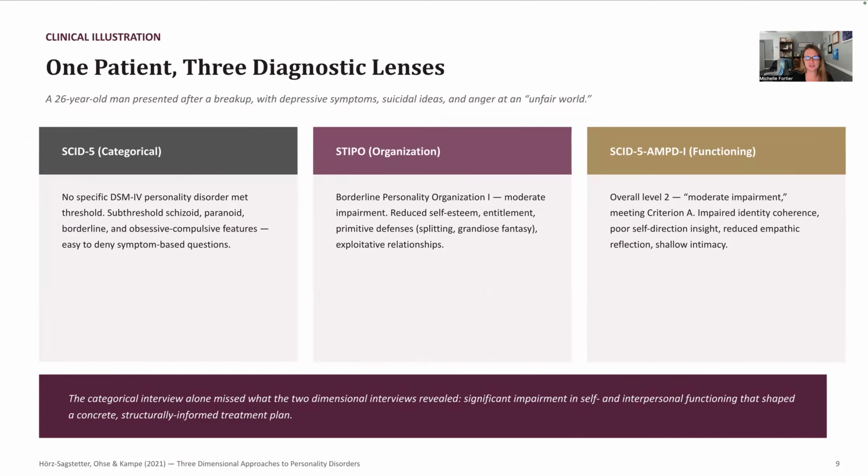Clinical instrument illustration: one patient through 3 diagnostic lenses. A 26-year-old man presents for treatment after a breakup with depressive symptoms, suicidal ideas, and anger at an unfair world. If we use the SCID-5 and interview this person categorically, no specific DSM-5 personality disorder met the threshold. There were sub-threshold schizoid, paranoid, borderline, and obsessive-compulsive features, easy to diagnose, symptom-based questions.